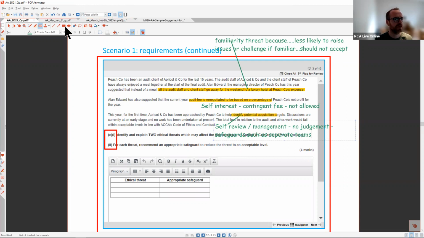Let me make that a bit smaller so you can see it. Okay, so it's a self-review threat. You're potentially making management decisions. You can't make judgment. So you're going to have to put some safeguards in place at the very least, such as separate teams working on the audit, and maybe having a different manager, and certainly not having the same audit team doing that work.